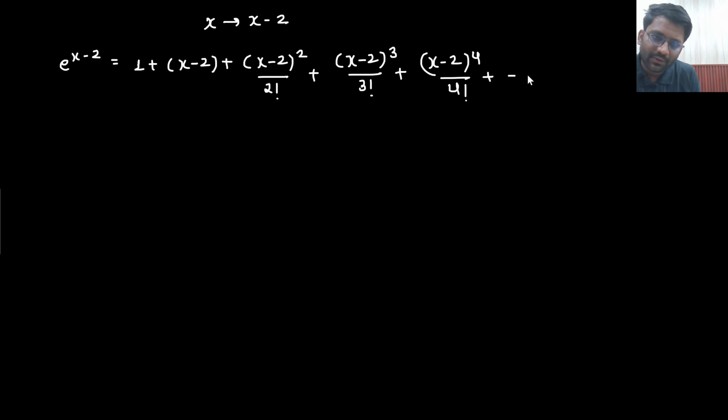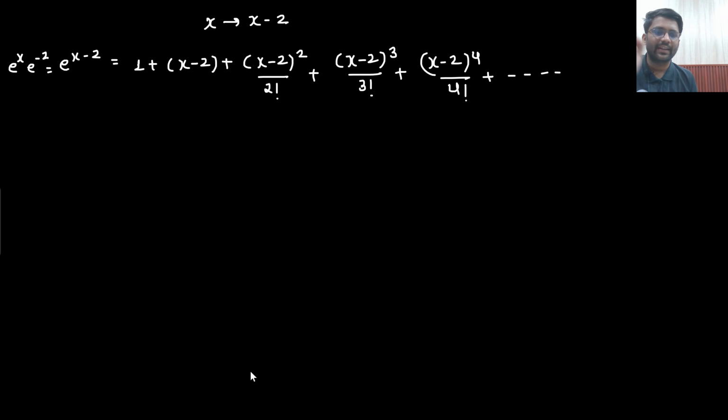In place of x, what are you putting? x minus 2. So what is this? e to the power x minus 2. This could be written as, sir, e to the power x multiplied with e to the power minus 2.